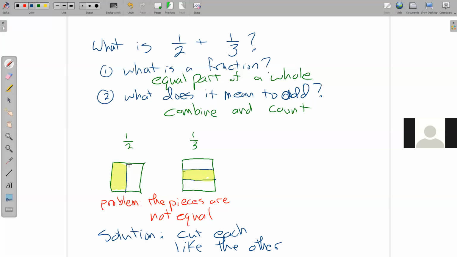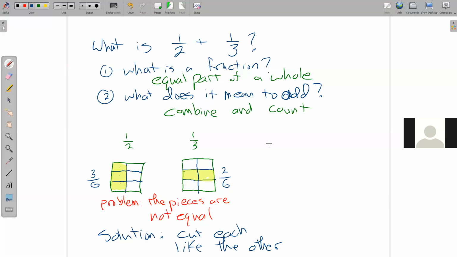So if I take the thirds and like the half is cut vertically, I do a vertical half cut there. And then for the half, I mark the thirds horizontally. Now they're each cut like the other. So I renamed each piece. So instead of 1/2, this is 1, 2, 3 out of 6 pieces. And this one right here is 2 out of 6. So now they're the same size pieces.